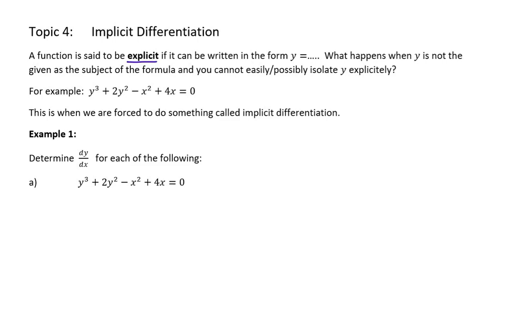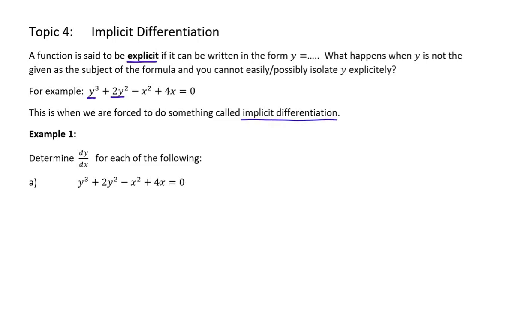But what happens when y is not given as the subject of the formula, and either it's not easily possible to isolate y, or it's not at all possible to isolate y? How do we then differentiate if we can't isolate y? So for example, if we had y cubed plus 2y squared minus x squared plus 4x equals 0, how would you possibly isolate y on its own here? Because you couldn't possibly just leave the y's on one side and then factorize out y, because y isn't a highest common factor. So there are lots of complicated ways to make y the subject of the formula, or we can do something called implicit differentiation.